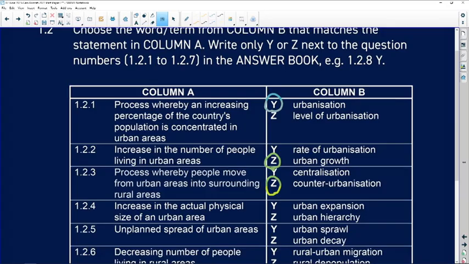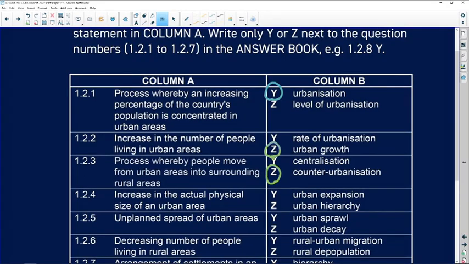Let's just quickly look at question 1.2.4. The increase in the actual physical size of the urban area, and the correct answer over there will be urban expansion. So we're talking about the physical landscape, the surface area of the urban area increasing in size because of urban growth, and that's urban expansion taking place. Urban hierarchy, the second option, is incorrect. That's the classification of urban settlements from small to big.